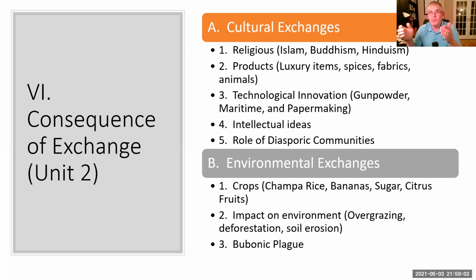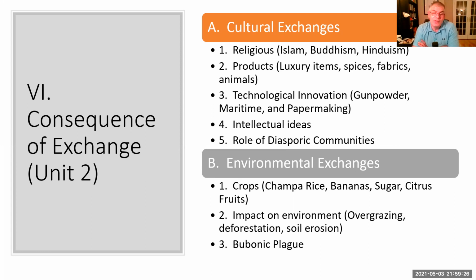Of course, we get products that are changing hands. So items that are produced in China are finding their way to West Europe, for example. So luxury items like silk and porcelain, spices that come out of the Southeast Asian islands of the Indonesian island chains, fabrics. Animals, horses in particular, are in high demand in many of these trade routes.